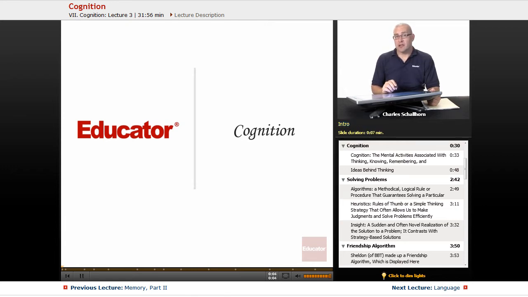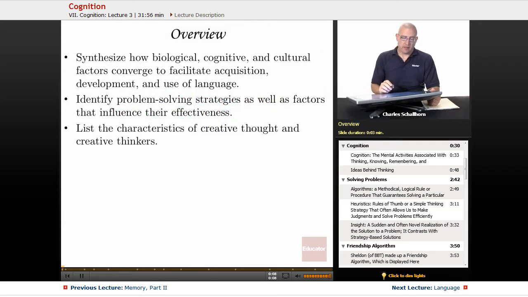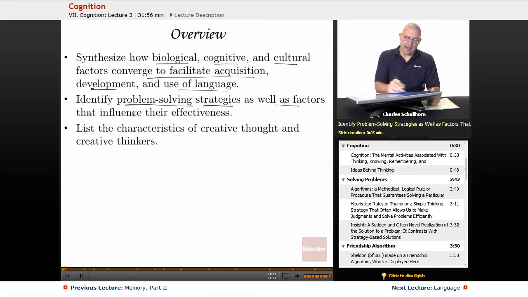This time we're going to be taking a look at cognition. Overview of cognition, we're going to be looking at how biological, cognitive, and cultural factors converge to facilitate acquisition, development, and use of language. So that's going to be one of our upcoming segments. This one we're going to be looking at problem-solving strategies as well as factors that influence their effectiveness. We're also going to be looking at creative thought and creative thinkers.